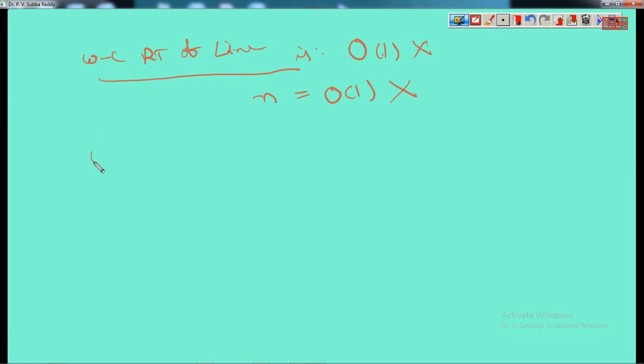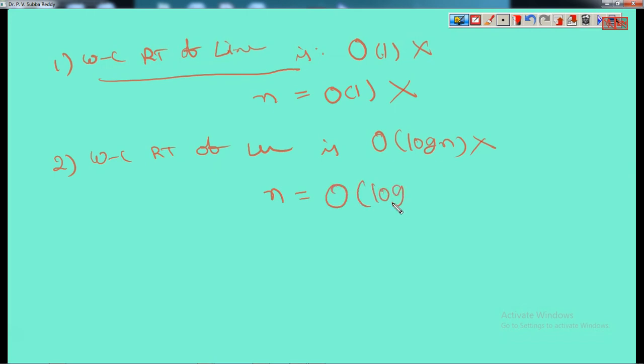Now, for example, the worst case running time of linear search is big O of log n. Is it correct? This is also wrong. Why? Because in the worst case it is n, and n is not big O of log n. That is also wrong, because the left side should be smaller than or equal to the right side.